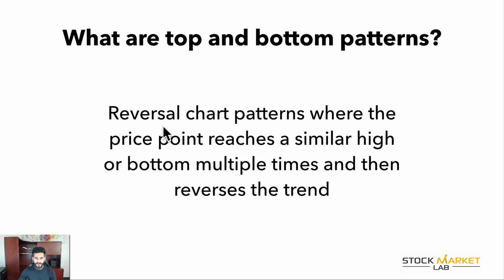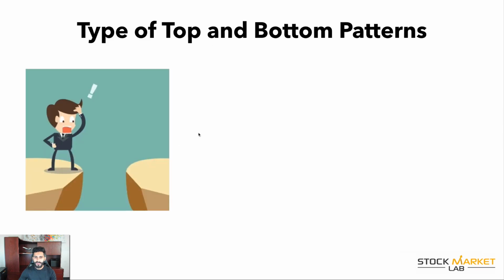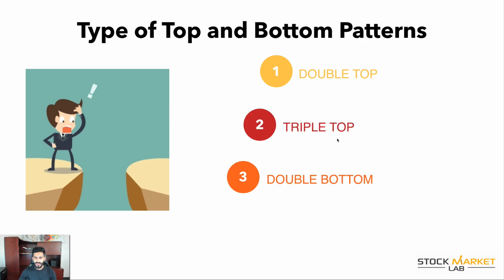First and foremost, what are top and bottom patterns? These are reversal chart patterns where the price point reaches a similar high or bottom multiple times and then reverses the trend. So once again, this is a reversal chart pattern where the point reaches a similar high or similar bottom multiple times and then reverses the trend. Now there are multiple types of top and bottom patterns, so we're going to jump right into that. We have a double top, triple top, double bottom, and triple bottom.